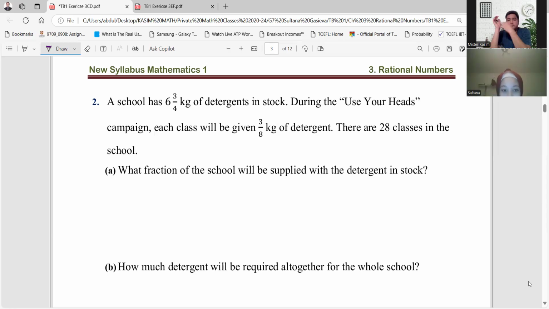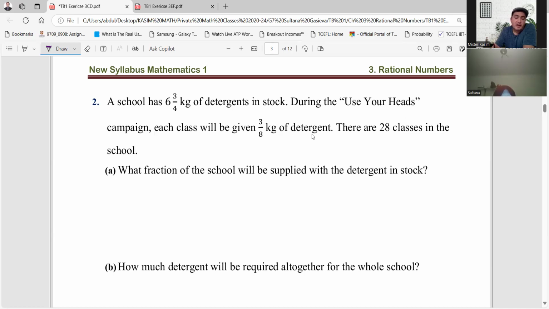We first do 6 and 3 over 4 times 3 over 8 and 28? What does it say again? Okay. First, we are giving 3/8 kg of detergent to each class.